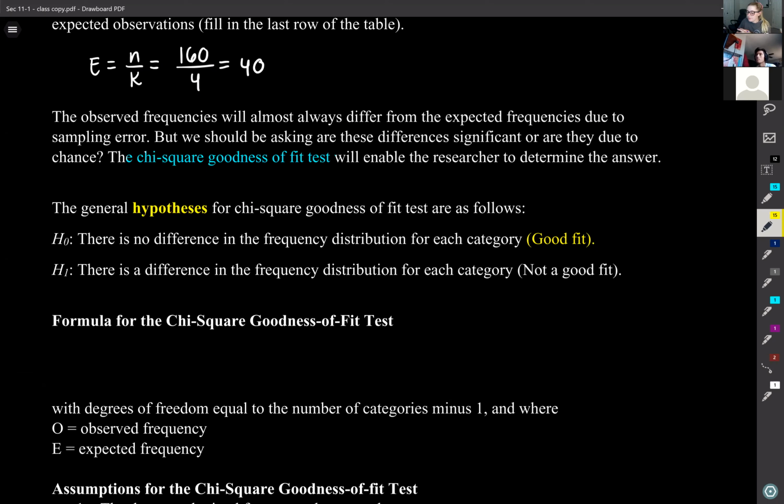And then we have the alternative, which is there is a difference in the frequency distribution, which says that it's not a good fit. So it says that my expected one doesn't really line up with my observed one, and it's not a good fit. There's a significant difference between these two distributions. Obviously, for writing these out, you will have to write them out with the details given for each question. So you could get more specific than just there is no difference in the frequency distribution for each category. So you'll see what I mean, but it'll be a little more specific, but it'll follow these general guidelines.